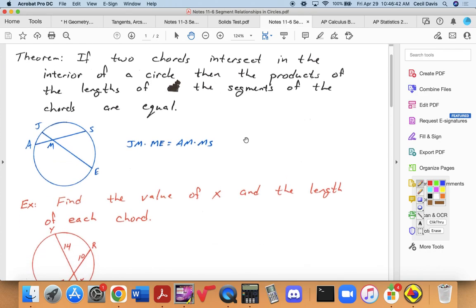Anyway, so what that means in this diagram is the two parts of chord JM multiplied together will be equal to the two parts of chord AS multiplied together. It's a pretty simple theorem once you break it down that way. The two parts of this chord multiplied together are equal to the two parts of this chord multiplied together. Now, another important question would be, well, why is that true?